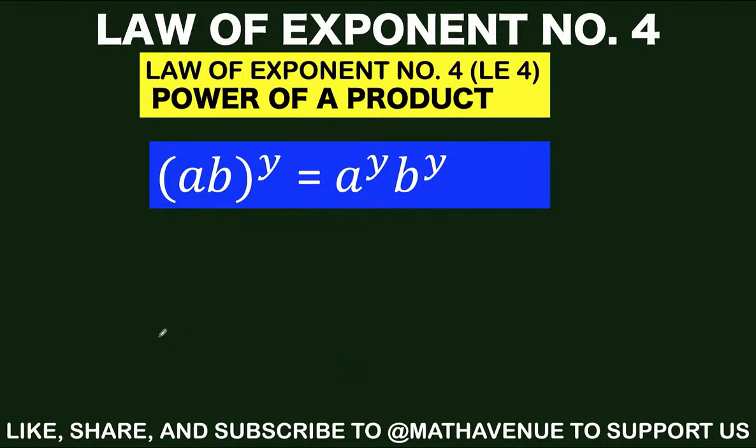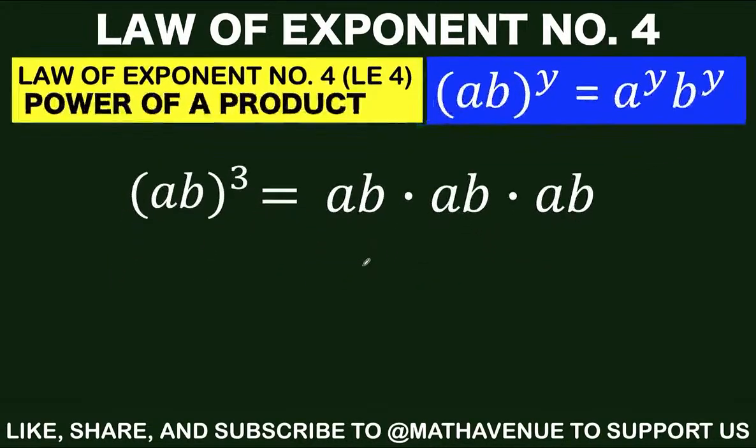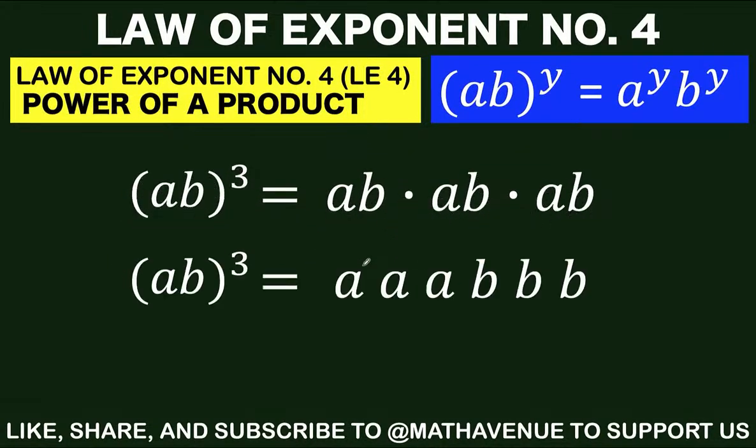Now, let's concentrate on the first case. Let's say we have this example, the quantity AB raised to the third. Without knowing law of exponent number 4, our tendency is just to expand this using the definition of exponent. Then we rearrange, applying the commutative and associative property, to make it look like this. Then group together these 3 a's multiplied by itself and these 3 b's multiplied by itself.